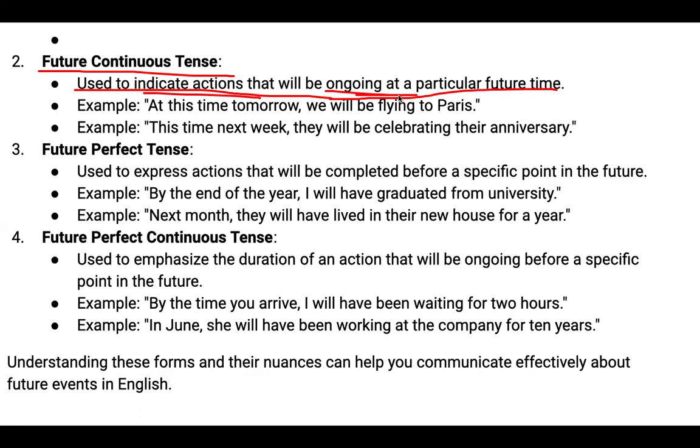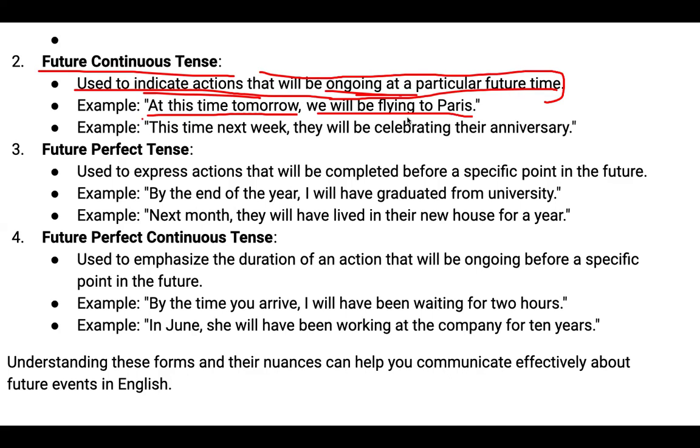So in the next class, we will be going on, or we will be doing, adjectives. In that case, what have you understood from it? It is indicated that a certain action will be going on at a particular future time. Got my point? Yes, sir. An example of what you can say: "At this time tomorrow, we will be flying to Paris." You can also say, "We will fly to Paris tomorrow."